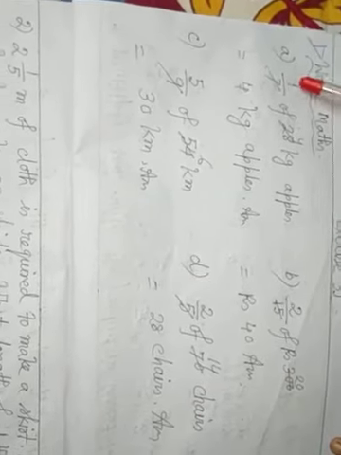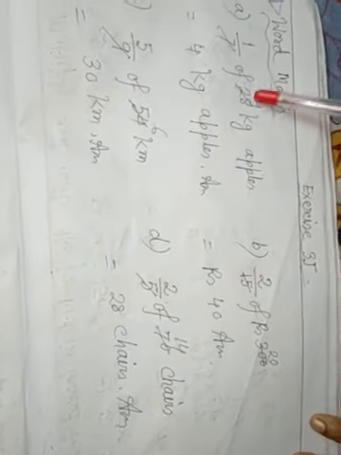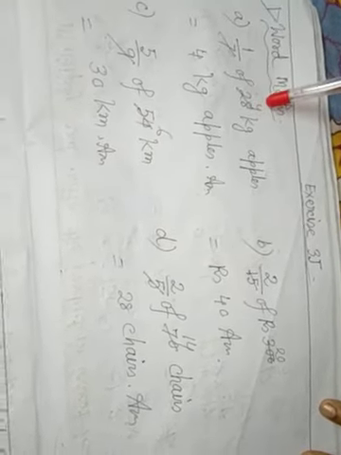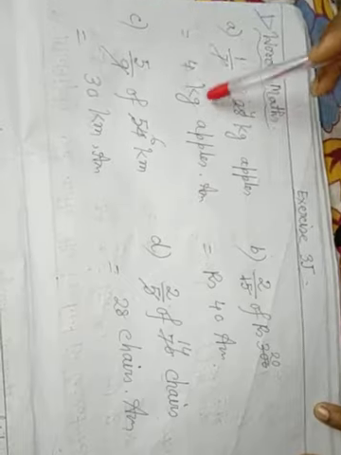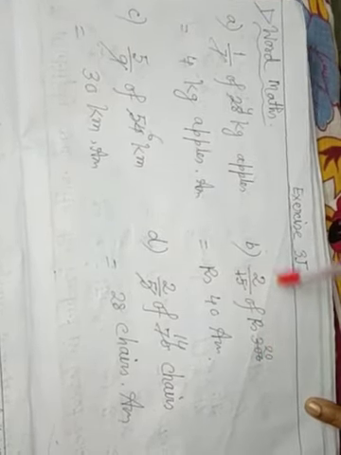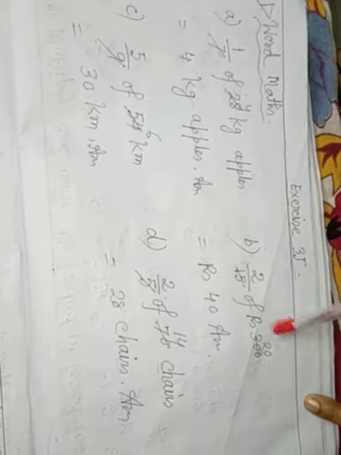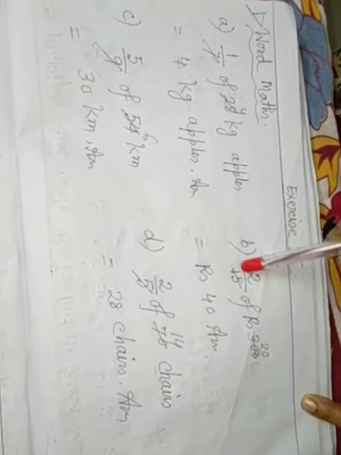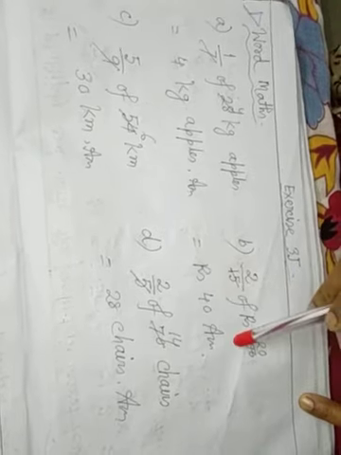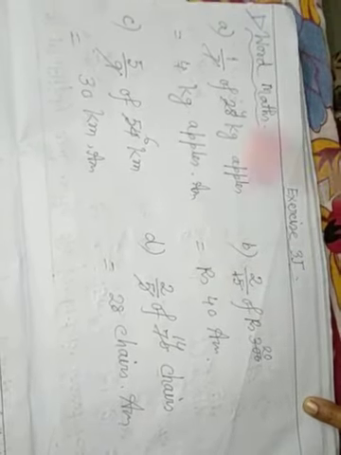I repeat it again. 1 by 7. If there is any unit, you must write units. 1 by 7 of 28. 7 into 4 is 28 kg apples. So 4 kg apples. B, 2 by 15 of rupees 300. 15 into 20 is 300. 2 into 20, 40. Rupees 40. If you do not write rupees, your math is totally wrong.